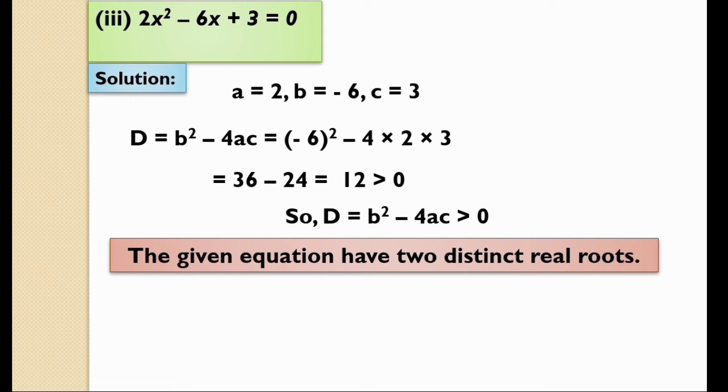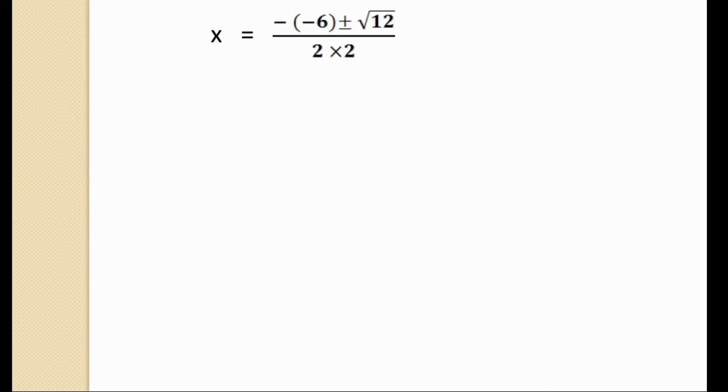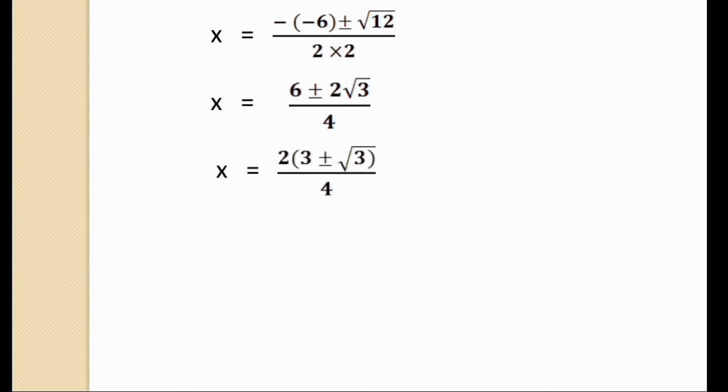Two real distinct roots means different roots. Again we apply the same formula, x = (-b ± √(b² - 4ac)) / 2a. We can write it as (-b ± √D) / 2a. Now we substitute the values, and after simplification we get (6 ± 2√3) / 4. As you can see here, students, from the numerator we can take 2 as common: x = 2(3 ± √3) / 4. Now we cancel this and we get x = (3 ± √3) / 2.